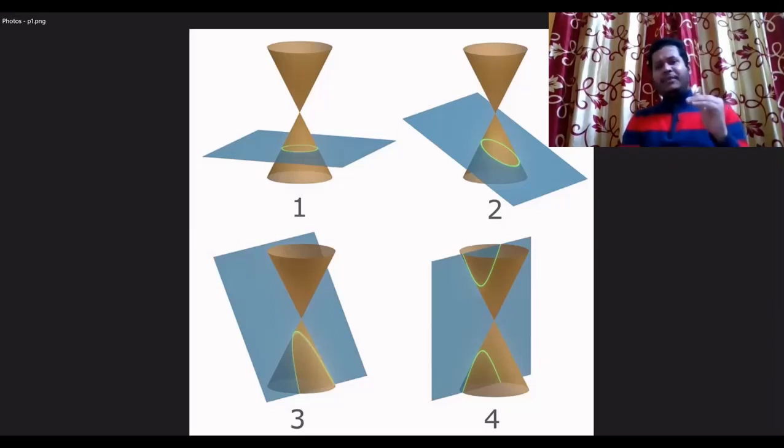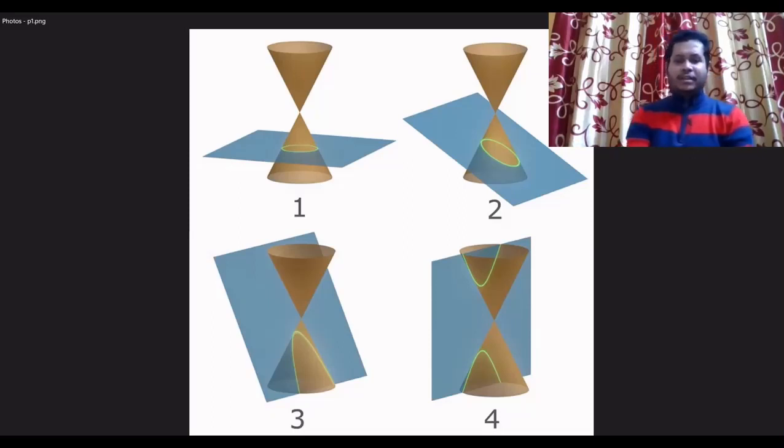So that means if a plane is intersecting with the cone in such a way that is shown in the first scenario, then we are going to get a circle, right? Now let's see the second one. Suppose the same plane is intersecting with this double right circular cone in a slanted way like this, then I hope you all understand that we are getting a figure something like this.